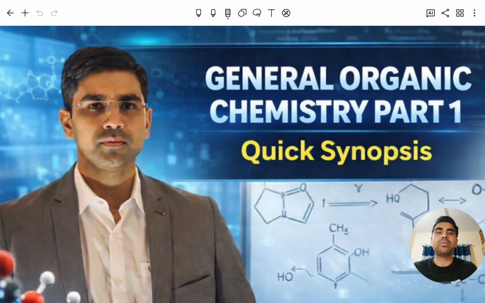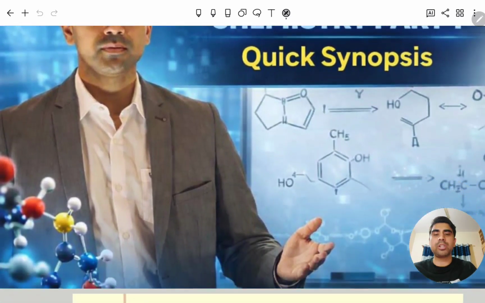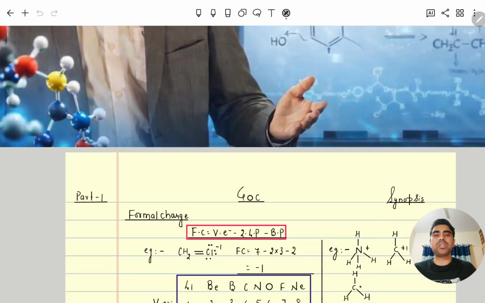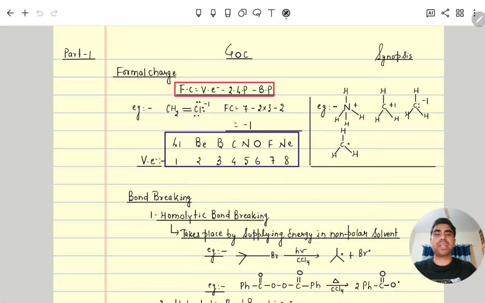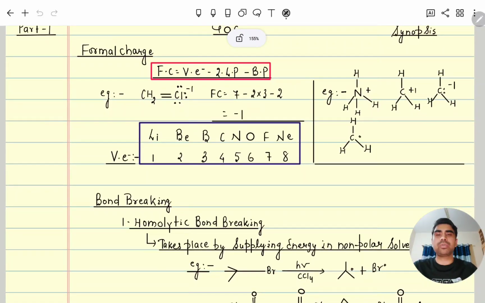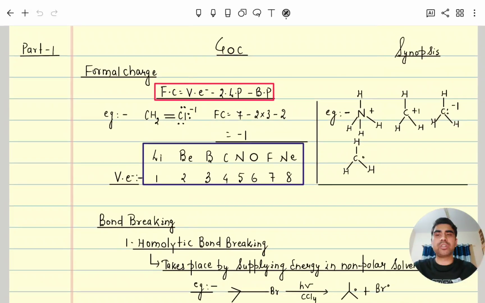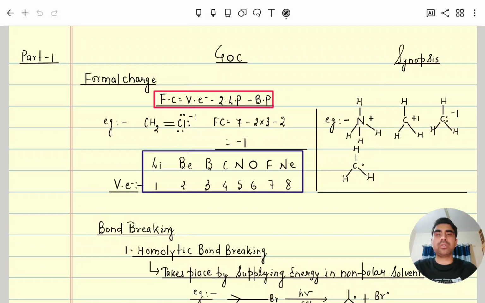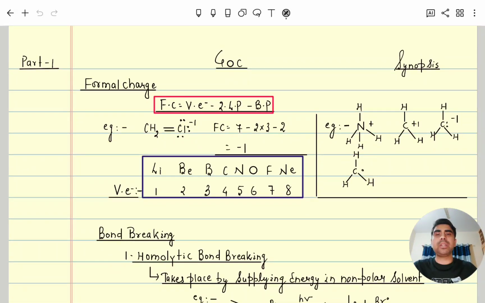So let's start. First we will discuss formal charge. In chemical bonding you have studied that Lewis gave this hypothetical concept of formal charge, to be calculated when the octet rule was getting disturbed. The formula is given as: formal charge equals valence electrons minus 2 into lone pairs minus bond pairs.